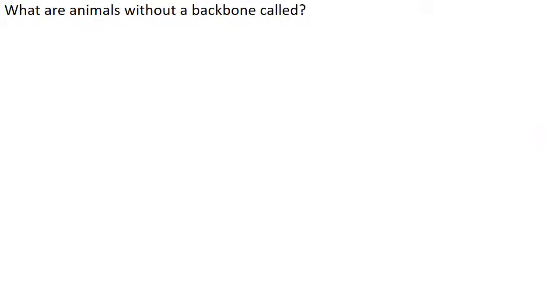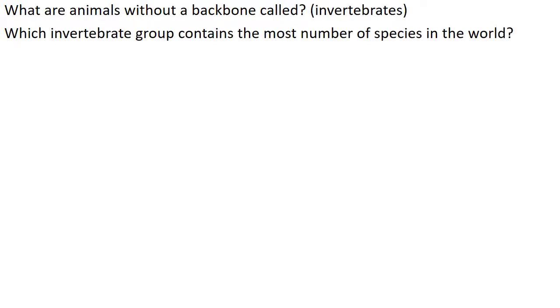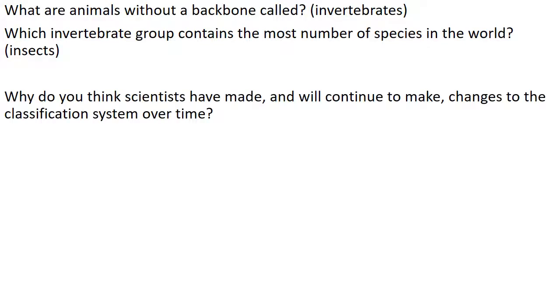What are animals without a backbone called? Invertebrates. Very good. Which invertebrate group contains the most number of species in the world? Like I'm on a game show. Insects. Very good. Why do you think scientists have made and will continue to make changes to the classification system over time?